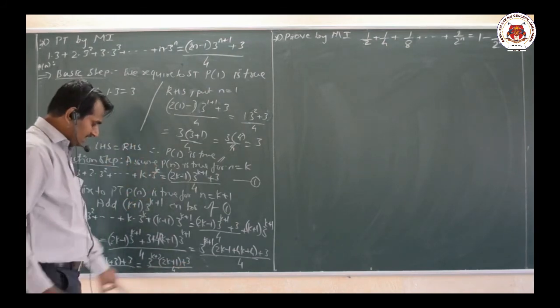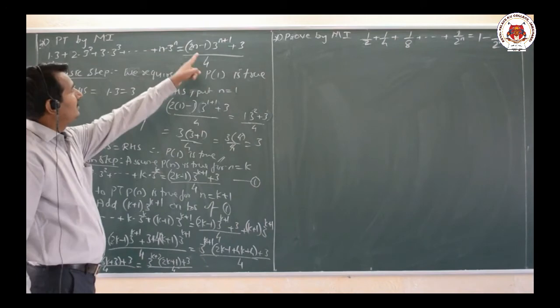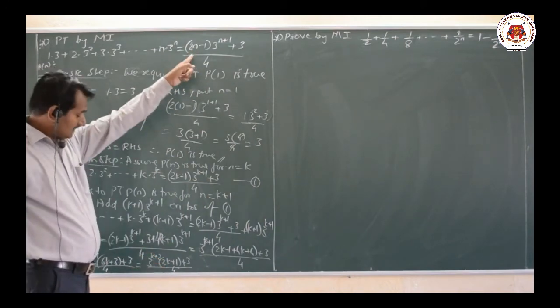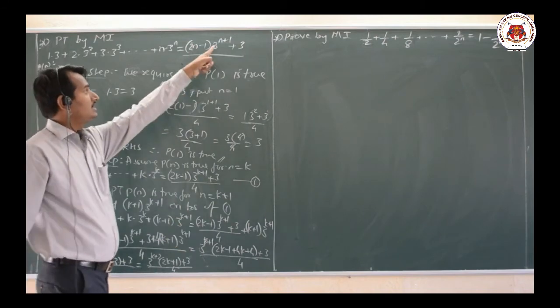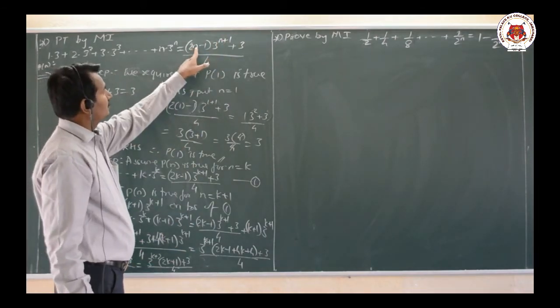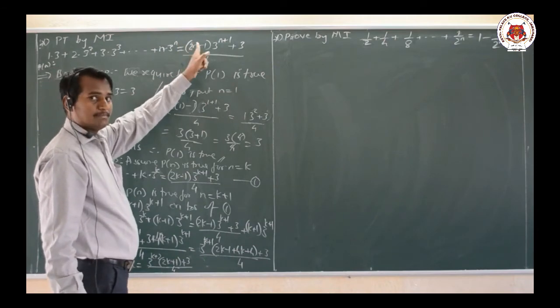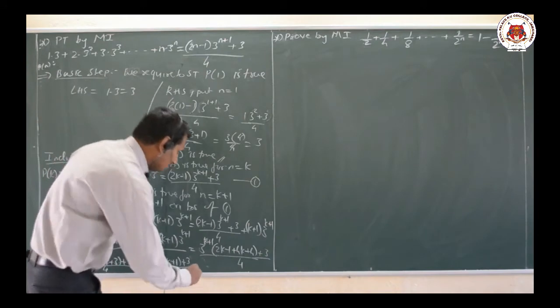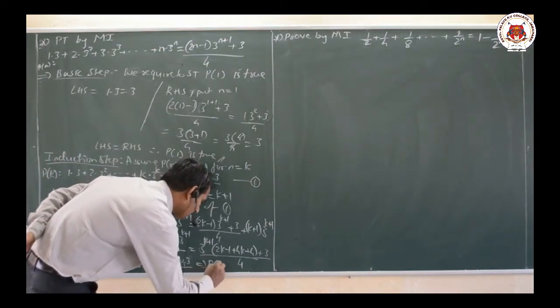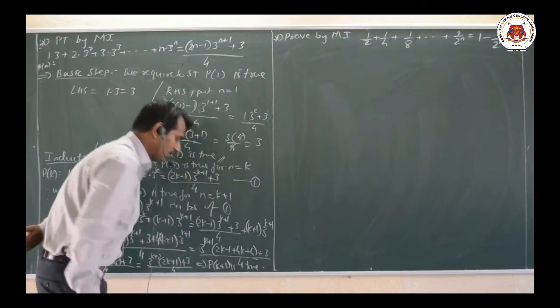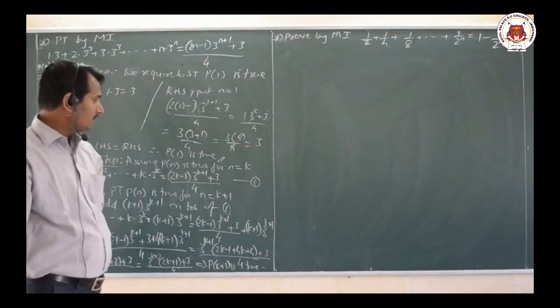And that in turn is nothing but, wherever we have n, in the place of n we put k plus 1. We will get the required result, that is 3 raised to k plus 1 plus 1, that is k plus 2. In the place of n, if I put k plus 1, it means 2k plus 2 minus 1, that is k plus 1 here. Okay, dear students, therefore we can conclude that P of k plus 1 is true here. That is nothing but our required proof.